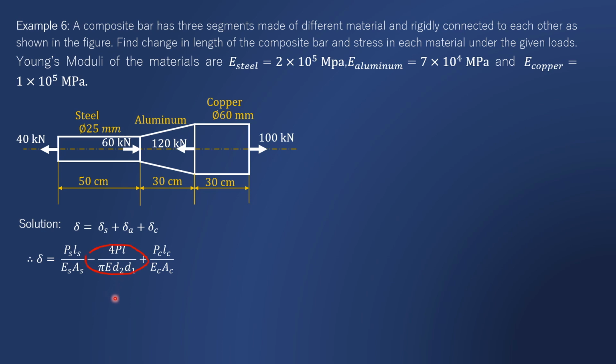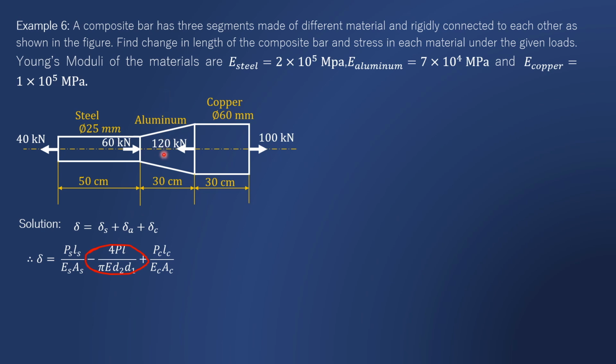Now one more thing here. Why have we used a negative sign here? So try to understand what is the force on the first part. Imagine a section here, sum of forces on the left side. So 40 kilonewton tension. So in this part, deformation of steel is elongation. Now here we are adding elongations, so we'll have to take care of sign convention. When it is elongation, then it is positive, and when it is reduction in length, then it is negative.